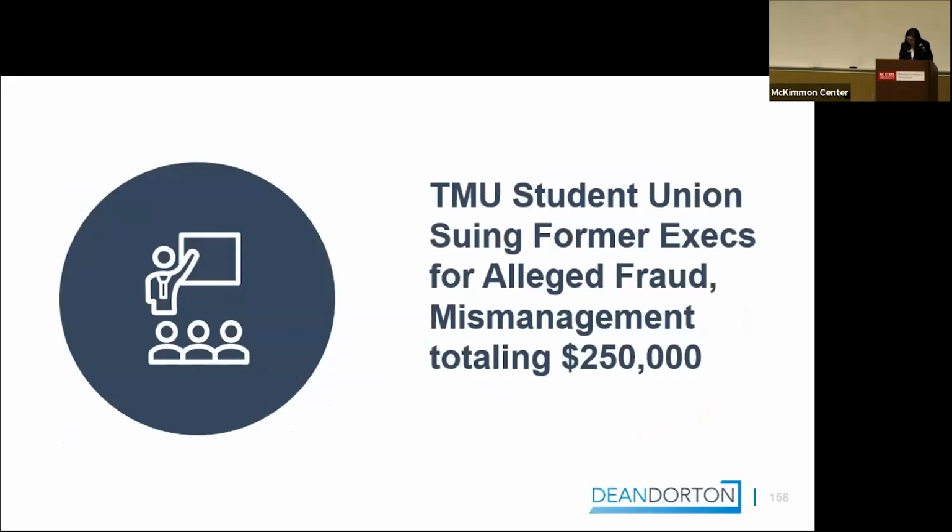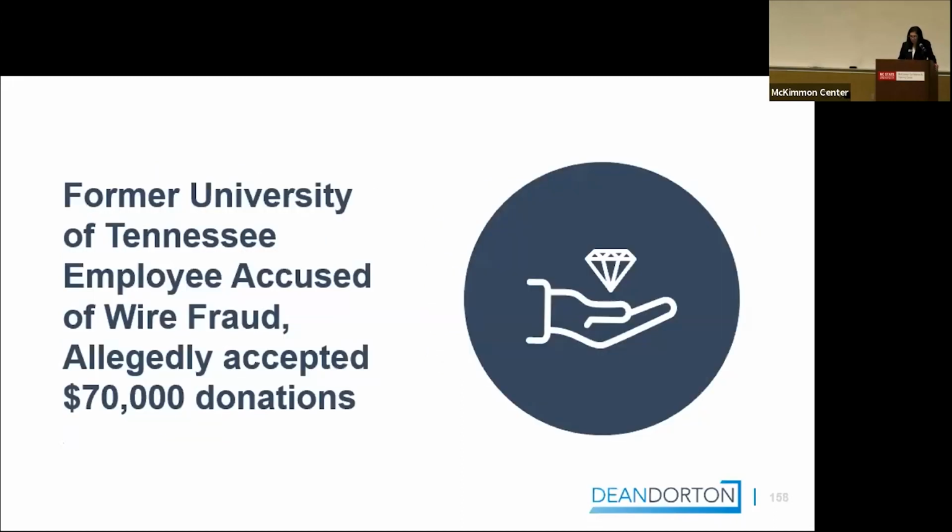Okay. The last one that we'll go over quickly is a former University of Tennessee employee accused of wire fraud, allegedly accepted $70,000 in donations. This is in 2023. This man was a University of Tennessee employee and an alumni, and he worked for the College of Law fundraising. He basically diverted 2 checks. One had been payable to the University of Tennessee Foundation and one to the Tennessee College of Law, and he deposited them in separate investment accounts in his name. So it was just 2 checks, 2 donations, and he got caught.